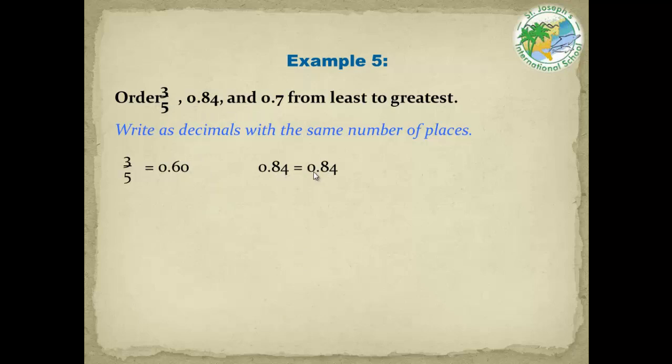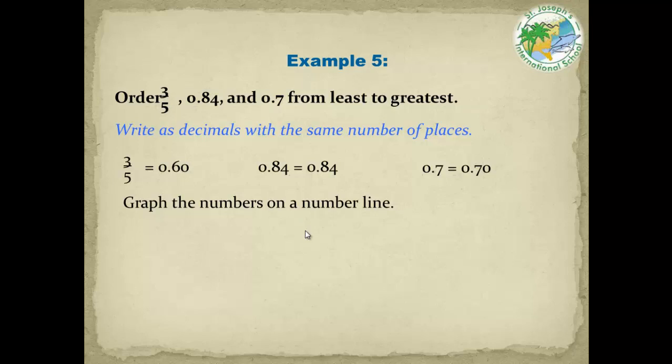0.84 equals 0.84. It has hundredths digits. And here we write 0 to make equivalent the number of decimal places. Then 0.7, we write 0 to make equivalent the hundredths, so all of them are in the hundredths decimal place. Now we can compare and order these decimal numbers.